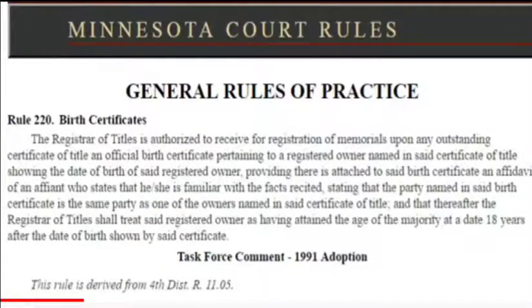Birth certificates, it's basically saying the register of titles is authorized to receive for registration memorials upon any outstanding certificate of title. Your birth certificate is called a certificate of title. Look at that. It's right in Minnesota Rule 220, showing the date of birth of said registered owner, providing there is attached to said birth certificate an affidavit of affiant who states that he/she is familiar with the facts recited. So the affidavit that they're talking about is also a template that we provide you. It is something that you do attach after you're done with the authentication process of your birth certificate, stating that the party named in the said birth certificate is the same party as one of the owner's name in the said certificate of title.